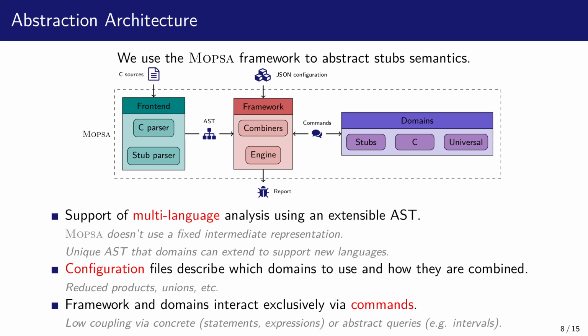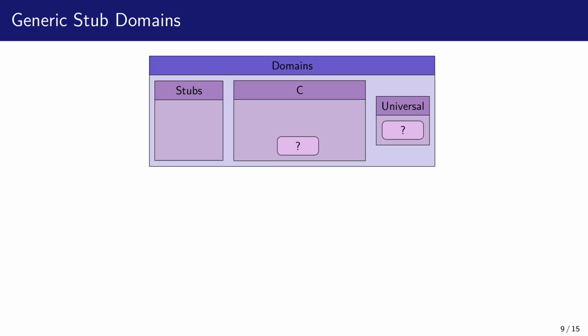So there is no direct dependency between abstractions because domains rely on concrete semantics of other domains. This ensures a low coupling between domains, so we can add or change abstractions very easily. Now let's take a look at how the semantics of the Stub language is abstracted.